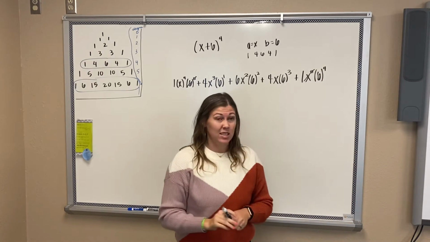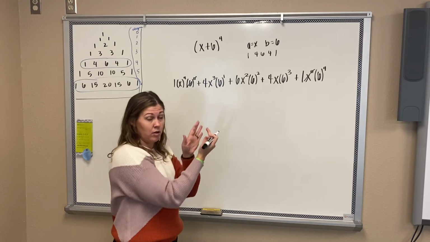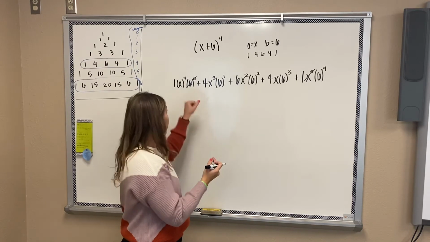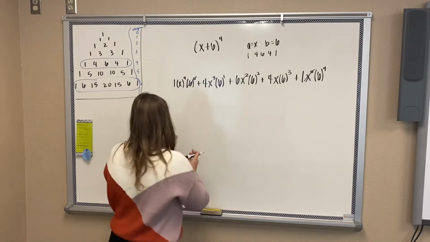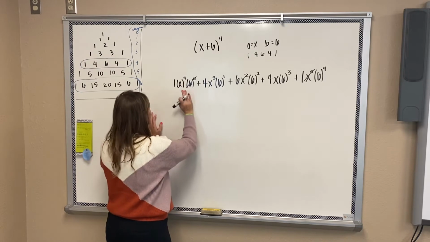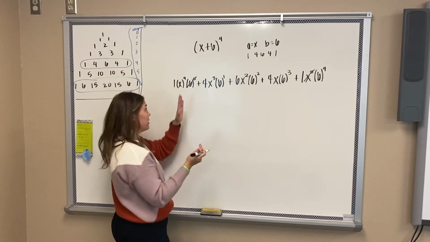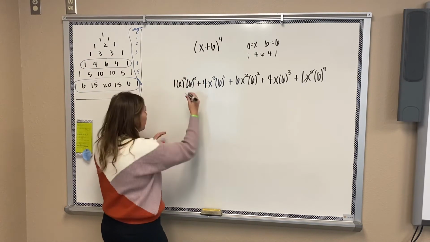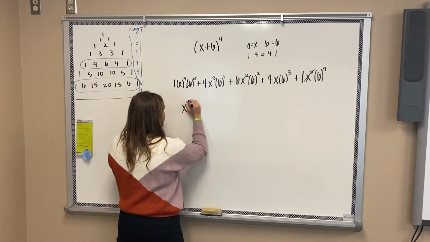Okay, so let's clean this up a little bit. We're going to simplify each monomial, and then there's going to be our answer. So here we have 1 times x to the 4th times 6 to the 0 power. Well, 6 to the 0 power is 1, times 1. This is just x to the 4th.